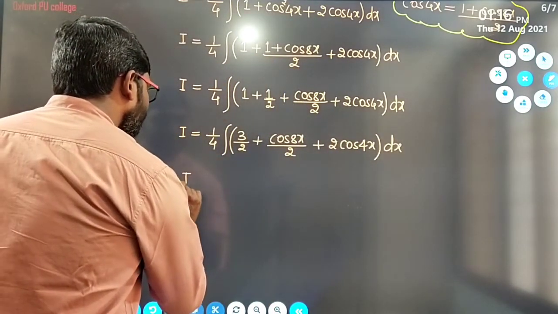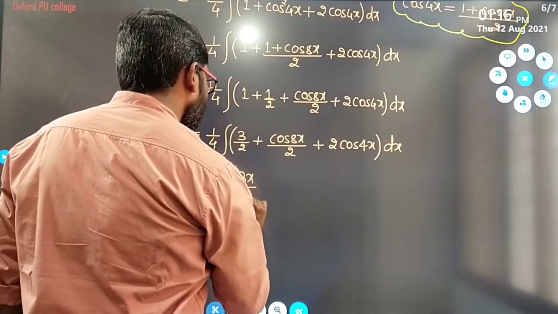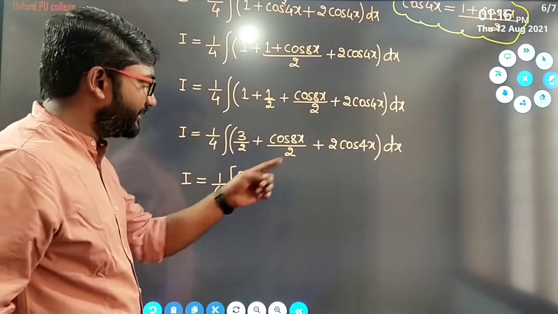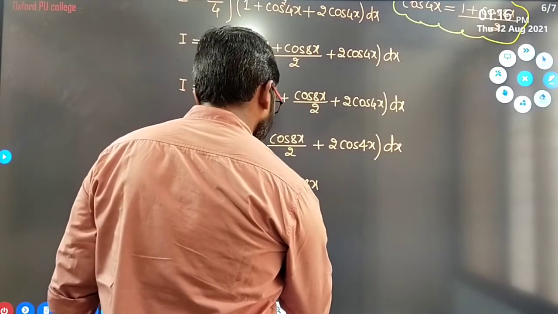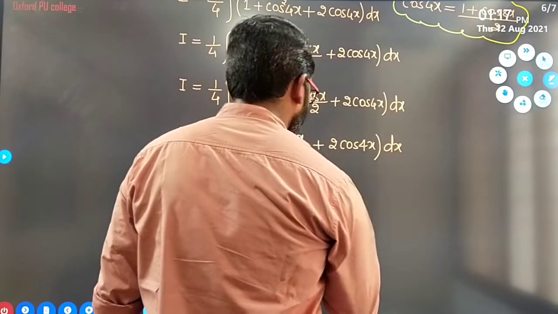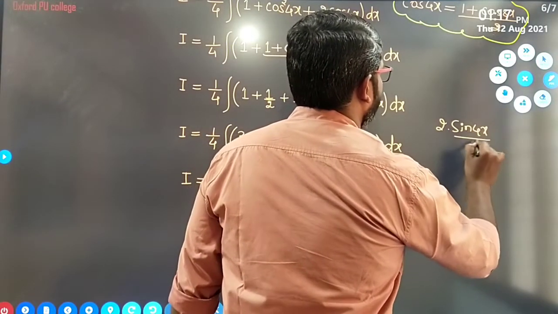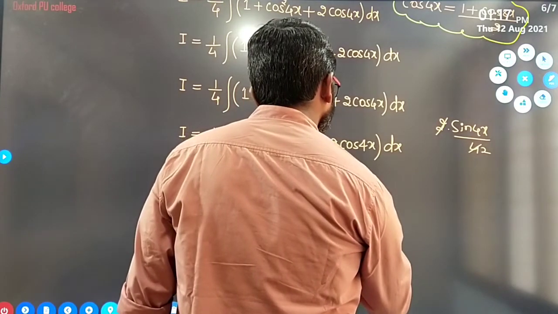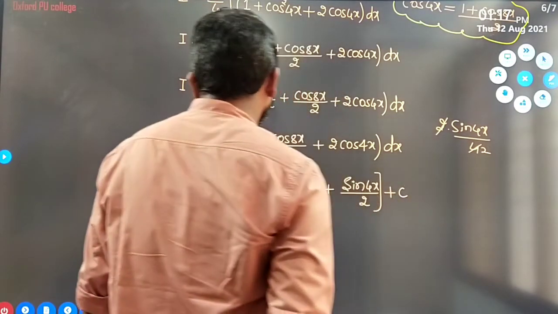So I equals 1 by 4, write it as it is, then integration of 3 by 2 will be 3x by 2, plus integration of cos 8x will be sin 8x by 8. 8 into 2 is 16, so sin 8x by 16, plus 2, write it as it is, integration of cos 4x is sin 4x by 4. 2 ones are 2, 2 twos are 4, we get sin 4x by 2, plus c. So this is the required answer for question number 11.